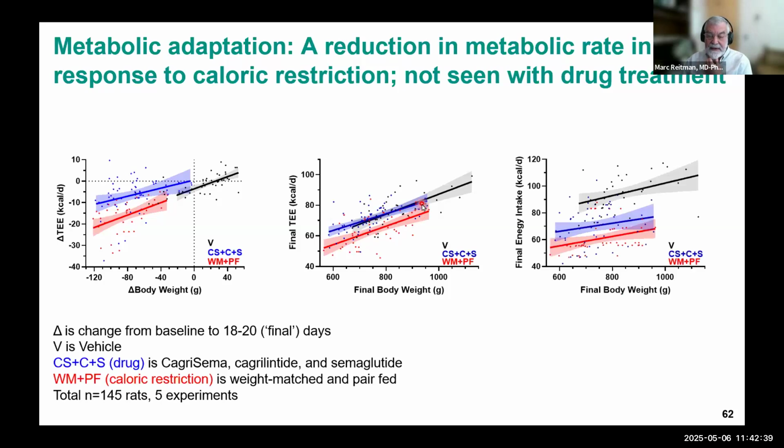And finally, this is when you do the same sort of analysis on the energy intake and body weight. You see there really are 3 different rules. The vehicle guys are doing this. The caloric restriction guys are really reducing their energy intake because we forced them to. But the CagriSema rats, which are weight matched to this group, have not needed to reduce their energy intake enough to match the body weight.